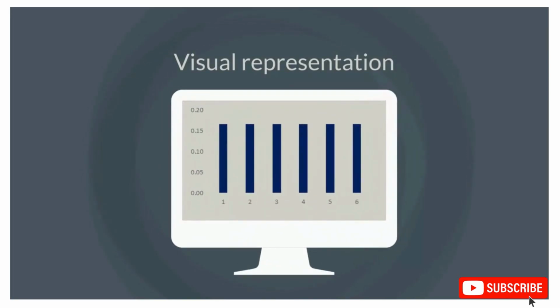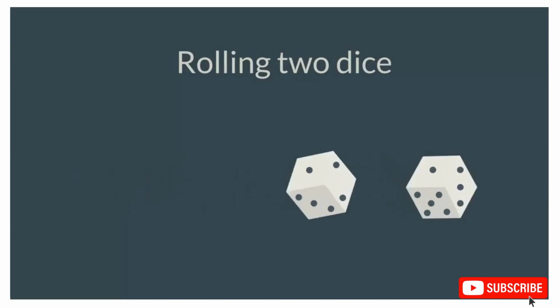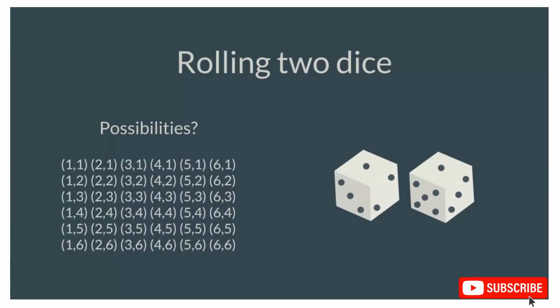This type of distribution is called uniform distribution. It is crucial to understand that the distribution is defined by the underlying probabilities and not the graph. The graph is just a visual representation. Alright, now think about rolling 2 dice. What are the possibilities? 1 and 1, 2 and 1, 1 and 2, and so on. Here's a table with all the possible combinations.